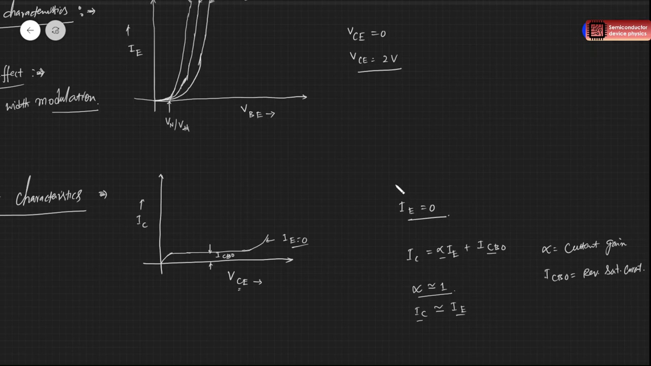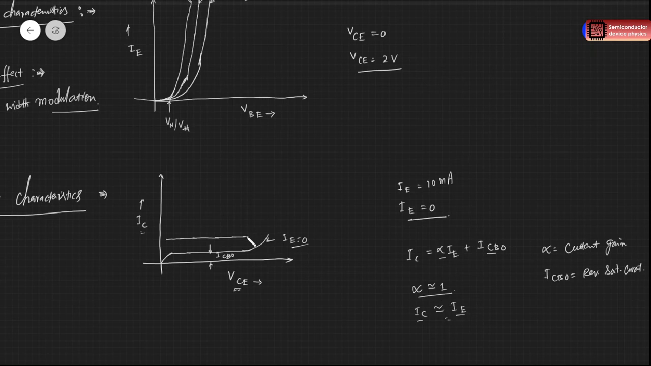So as we increase the IE value, the order of the emitter current is usually in milliamperes. Let's say 10 milliamperes. Then the collector current is almost equal to the emitter current. Now in this curve we are keeping the emitter current constant, so the collector current also will be constant, or independent of VCE. Collector current only depends on the emitter current.